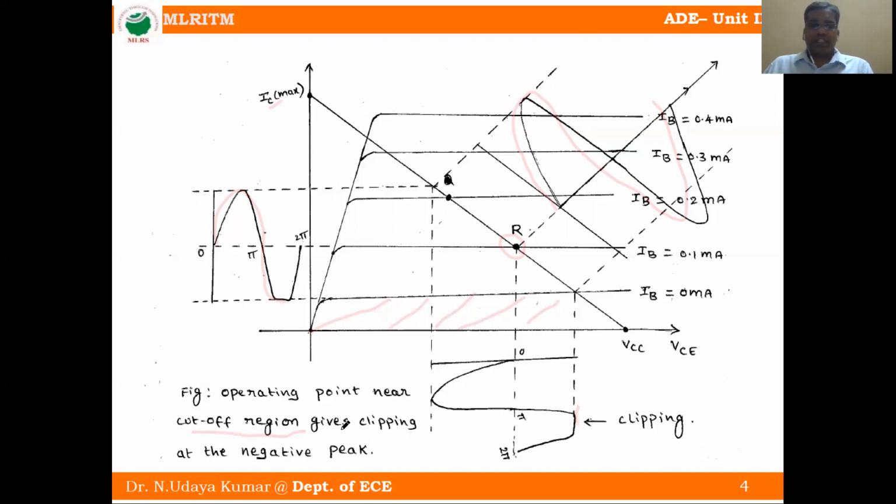So in both cases, some information we lost. So some portion of the wave is clipped. So in the previous one, if the operating point or Q point is fixed nearer to the saturation region, the positive portion is clipped, whereas if the Q point is nearer to the cutoff region, the negative portion of the wave is clipped. So this is the disadvantage.